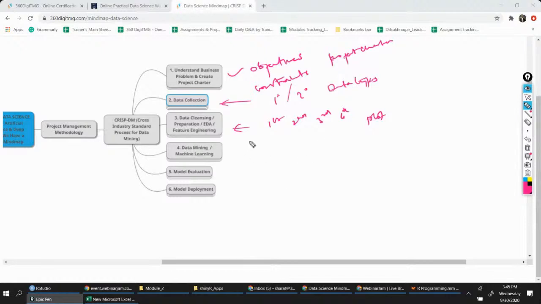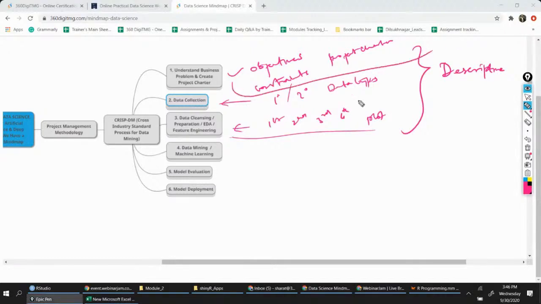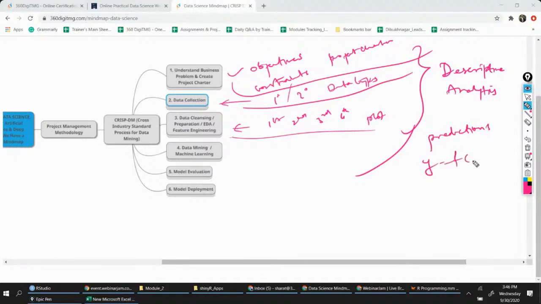Now, post doing this, this is all your descriptive analytics, right? Till here it is descriptive. Of course, this is a different task. This is also a different task, but we are doing descriptive analytics. Then I've included predictions also here. Okay. Predictions. That's y is equal to f of x. That's what we did, right?